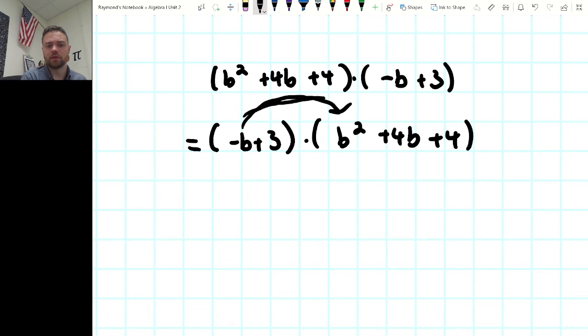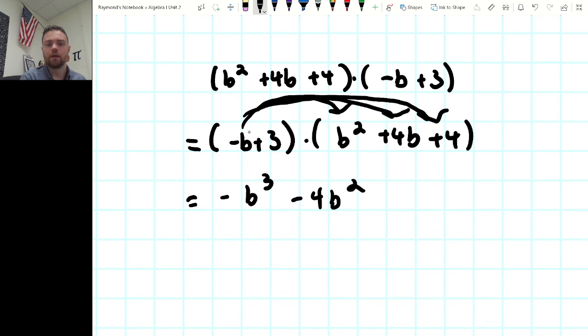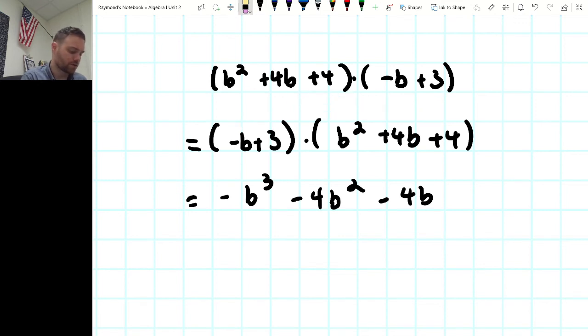So negative b distributes to every term. So you've got negative b times b squared is going to be negative b to the third. Negative b times 4b is going to be negative 4b squared. And then negative b times 4 is going to be negative 4b. So I've distributed that negative b to every other term here. So I'm good with those first three.